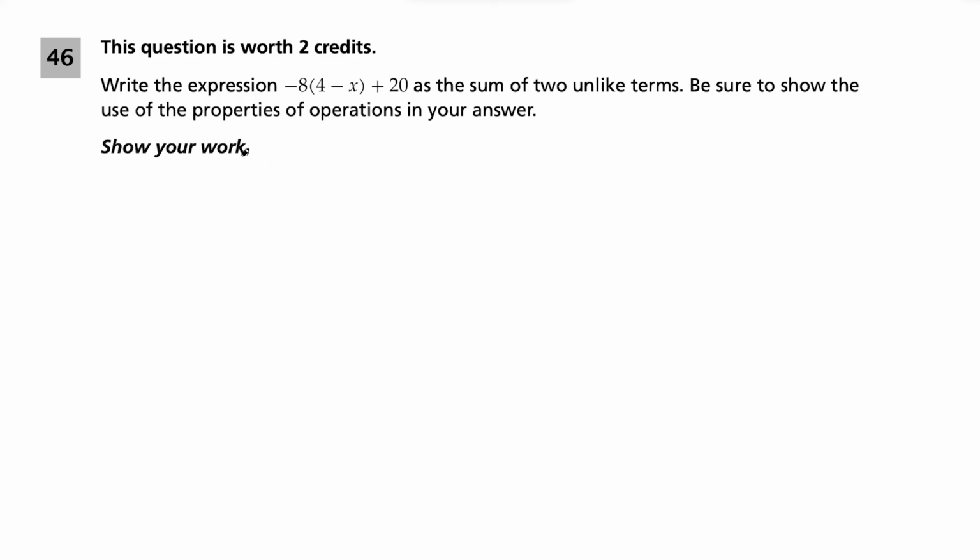Question 46, we need to write the expression here as the sum of two unlike terms, and we have to be sure to show the use of the properties of operations in our answer. Show your work. So for this one, I'm just going to recopy here the expression that we're starting with. We have negative 8 times (4 minus x) and then plus 20 outside of the parentheses.